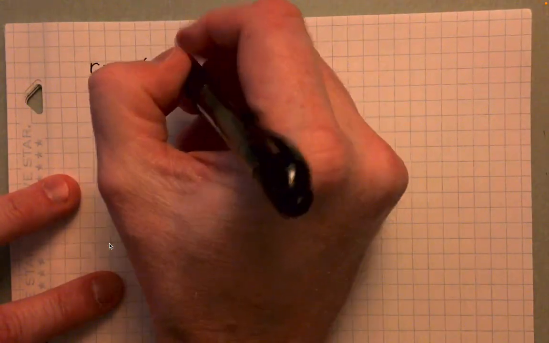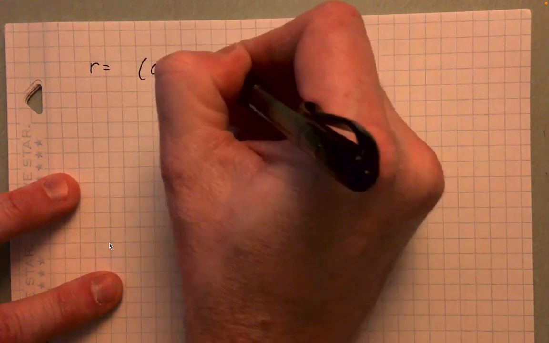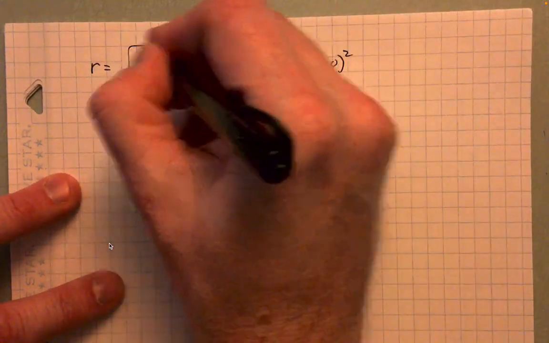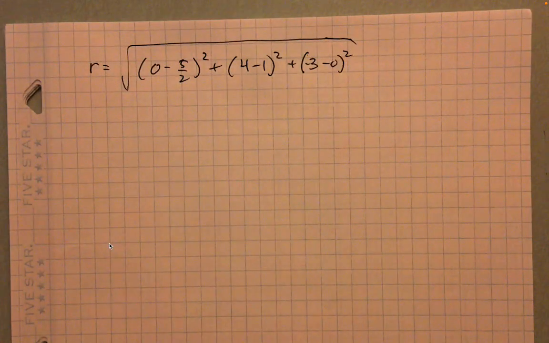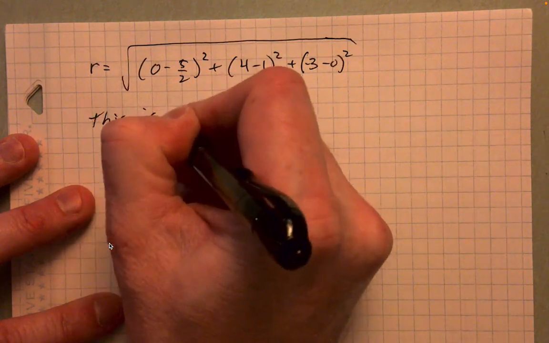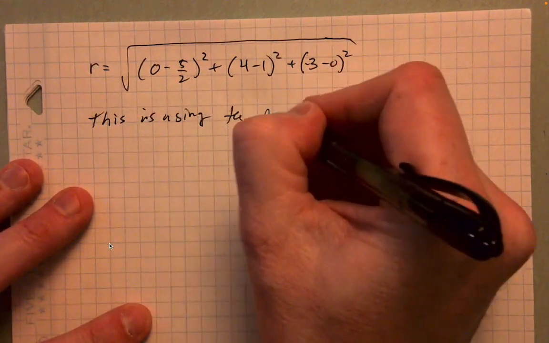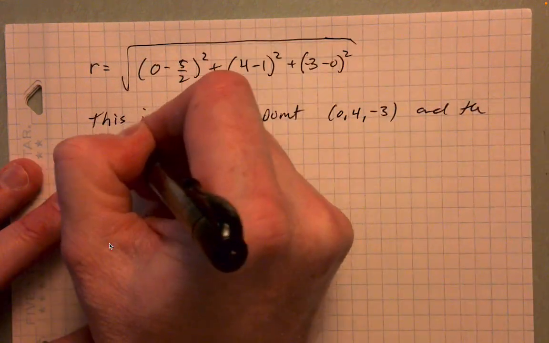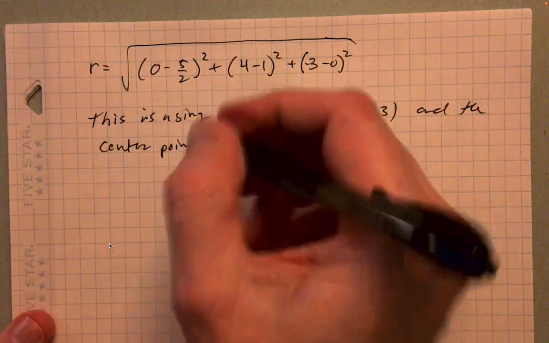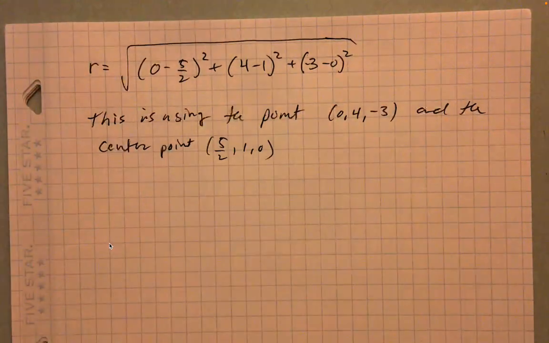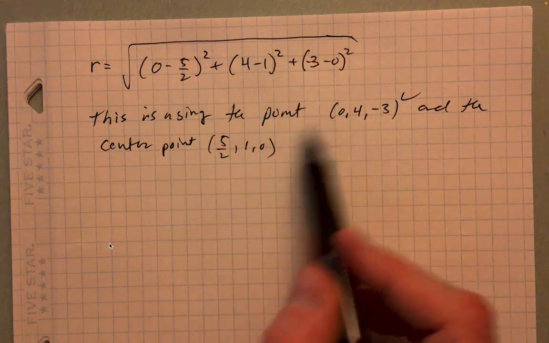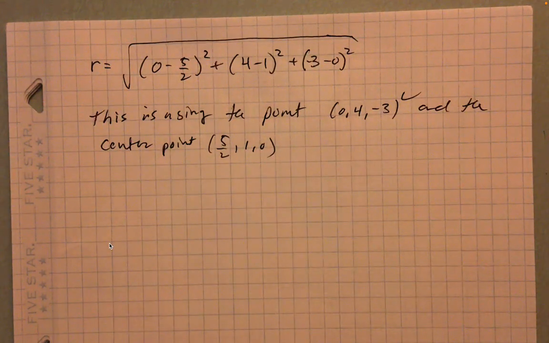All right, so r is going to be equal to the square root of 0 minus 5 halves squared plus 4 minus 1 squared plus -3 minus 0 squared. What does that come from? This is using the point 0, 4, -3 and the center point that we just found, which is 5/2, 1, 0. So we're given this point at the onset. We use this point and the other given point to find the center point, and then the radius is the distance between the center and the edge, right? And that's what we're finding now.